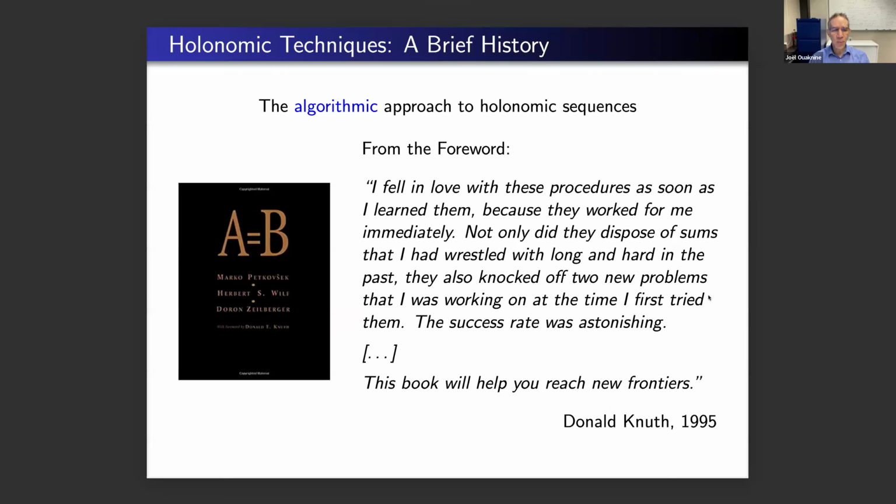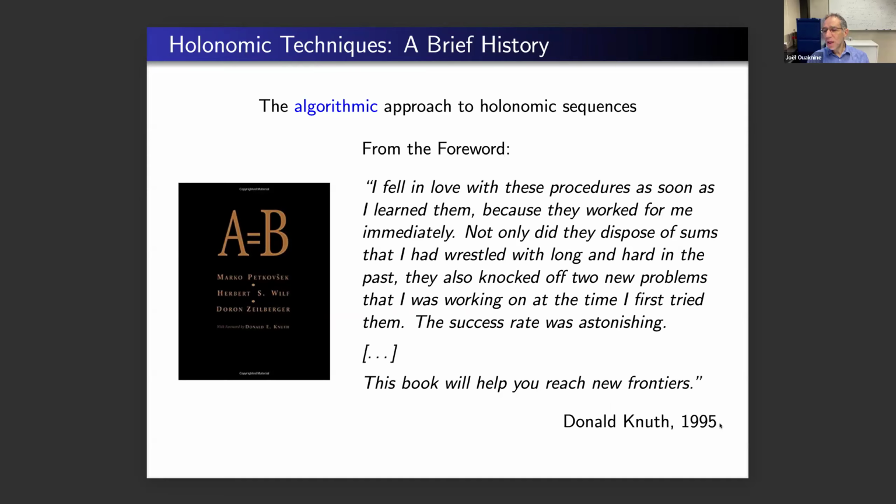In fact, together with Wilf and Petkovsek, Zeilberger wrote the book A=B, which is quite a well-known book in this field. And it has a foreword by Don Knuth, who says, "I fell in love with these procedures as soon as I learned them because they worked for me immediately. Not only did they dispose of sums that I had wrestled with long and hard in the past, they also knocked off two new problems that I was working on at the time I first tried them. The success rate was astonishing. This book will help you reach new frontiers." So this is very high praise from one of the masters of combinatorics.